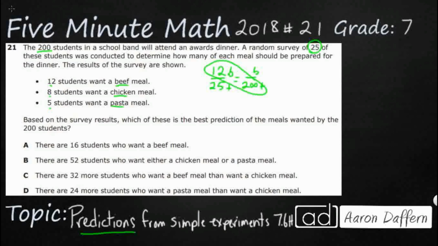But take a look at what we have to do here. I've got to multiply 12 times 200, and then divide that by 25 in order to get my B isolated. So that's quite a bit of work, and I would have to do that for all of these, just replacing that 12 with that 8 and that 5. That's a lot of work. Is there an easier way to do this?